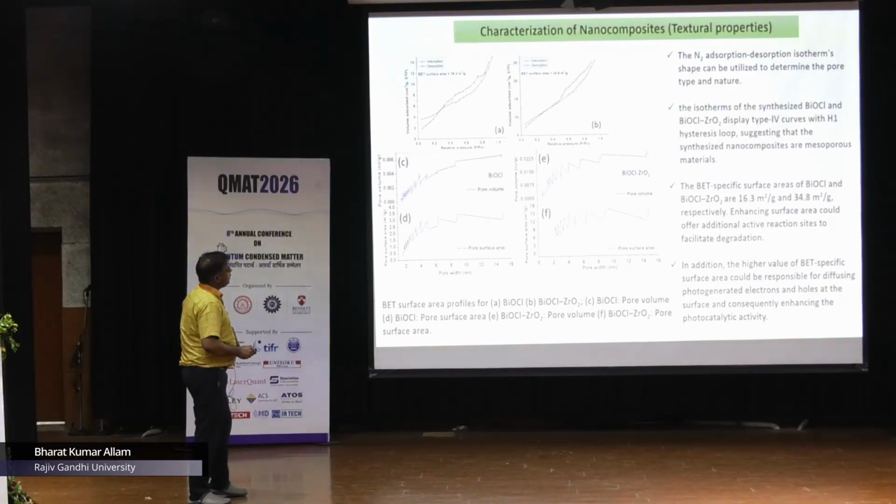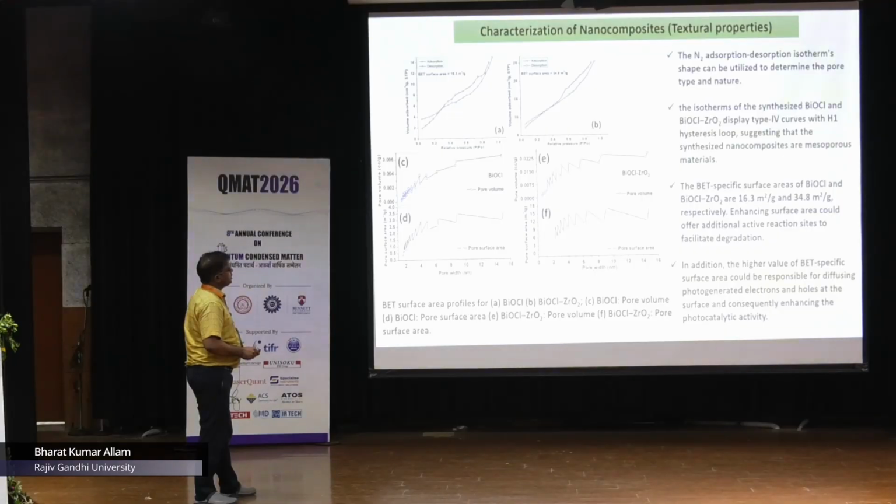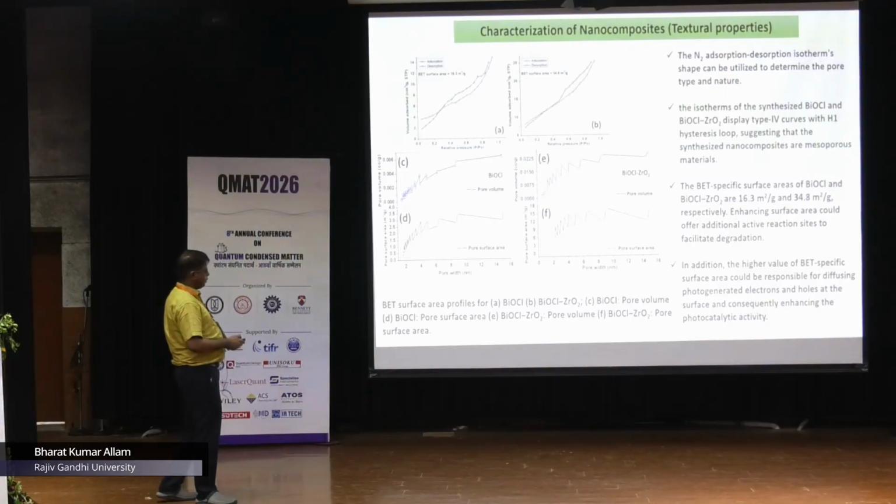Mainly we have studied the surface area, like how the surface area of our catalyst is improved. If you see the bismuth oxychloride, the surface area from the BET isotherm is 16.3 meter square per gram. When you have the nanocomposite, it's 34.8. A better surface area offers additional reactive sites, which is very good for photocatalytic degradation. The additional surface area will also diffuse the photogenerated electrons and holes efficiently, so that you have a better photocatalytic activity of the material.